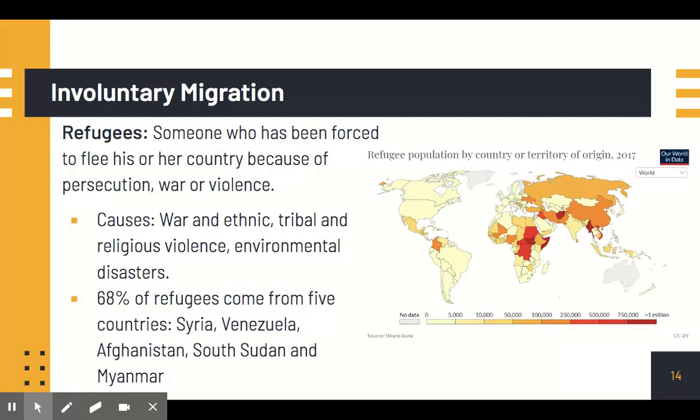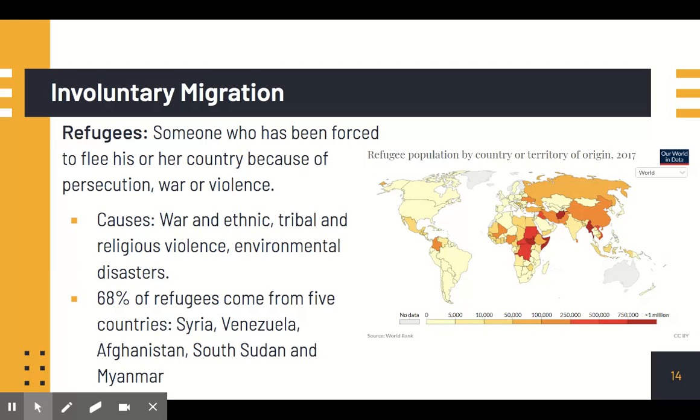All right, so a refugee is someone who has been forced to flee his or her country because of persecution, war, or violence. There is a specific definition that is used, and this all came about after World War II. Obviously there were people in Nazi Germany who were being persecuted, and so the United Nations established this system that created legal protections, human rights legal protections for people who have been victims of persecution.